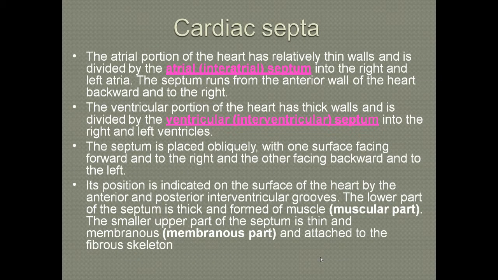Cardiac septa. The atrial portion of the heart has relatively thin walls and is divided by the atrial septum into the right and left atria. The septum runs from the anterior wall of the heart backward and to the right. The ventricular portion of the heart has thick walls and is divided by the ventricular septum into the right and left ventricles. The septum is placed obliquely, with one surface facing forward and to the right and the other facing backward and to the left.